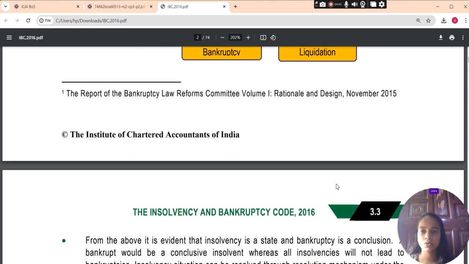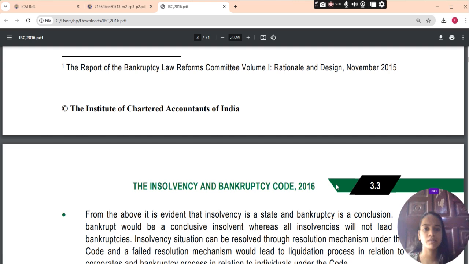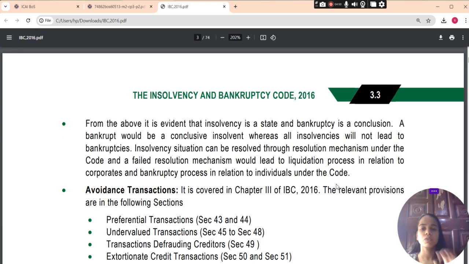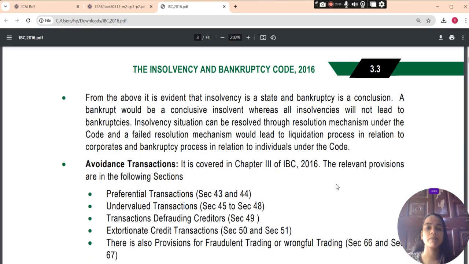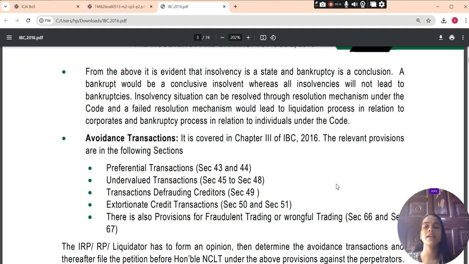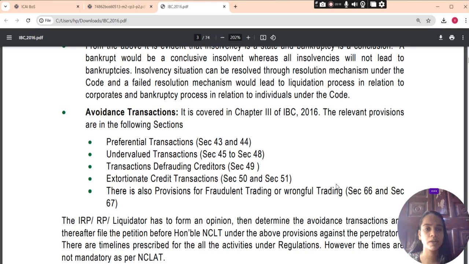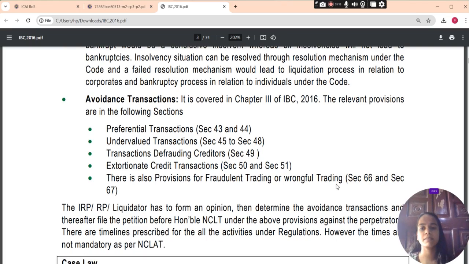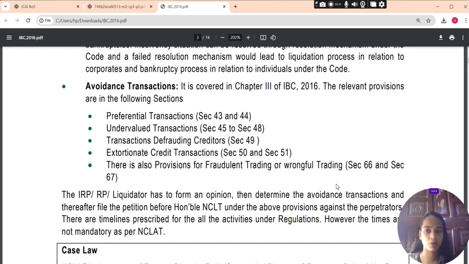उसके बाद फर्दर, the Report of the Bankruptcy Law Reform Committee, Volume Rationale and Design, November. तो from the above it is evident, हम क्या बोलते हैं, that insolvency is a state and bankruptcy is a conclusion. इंसॉल्वेंसी एक ऐसी स्थिति है और बैंक्रप्सी तो एक कंक्लूजन है। A bankrupt would be conclusively insolvent, whereas all insolvencies will not lead to bankruptcy. Insolvency situation can be resolved through resolution mechanism under the code, and a failed resolution mechanism would lead to liquidation process in relation to corporates and bankruptcy process in relation to individuals under the code.